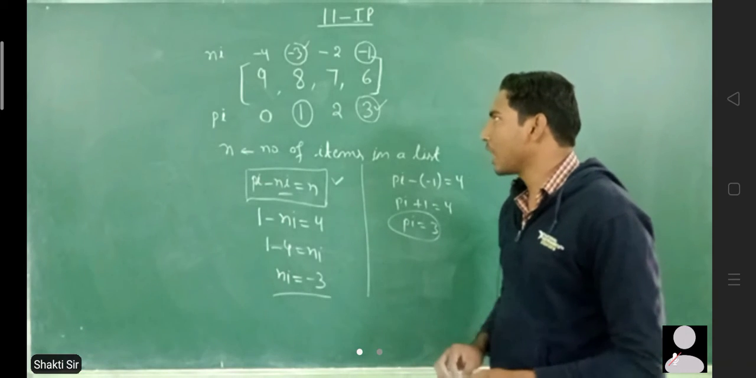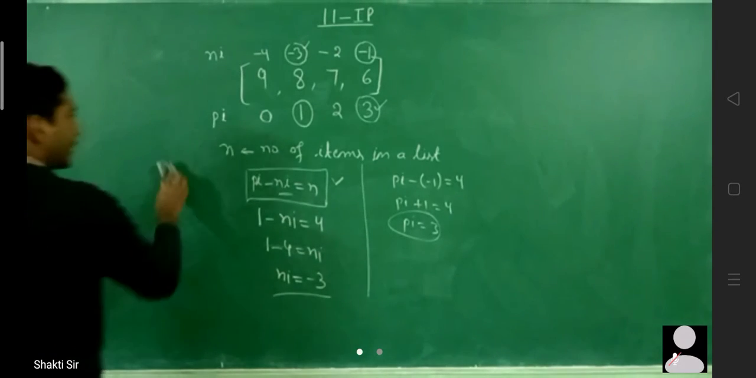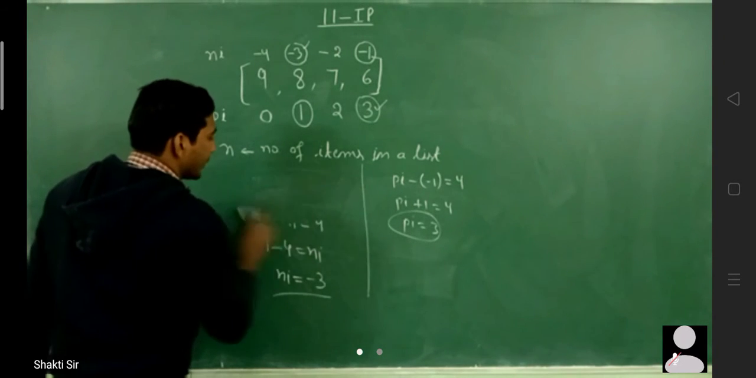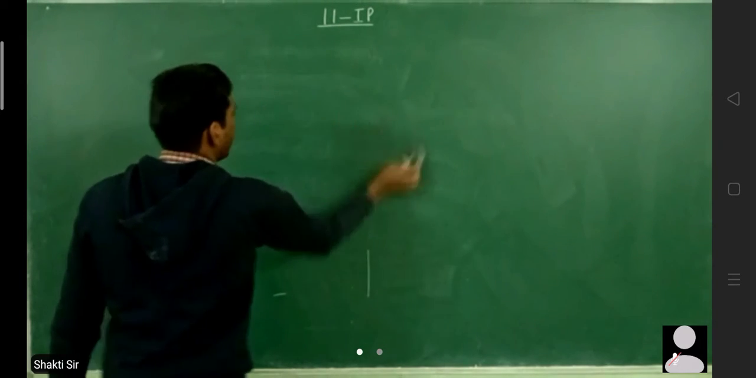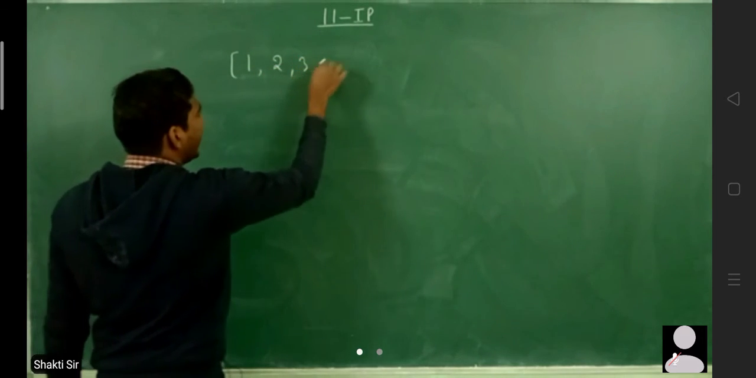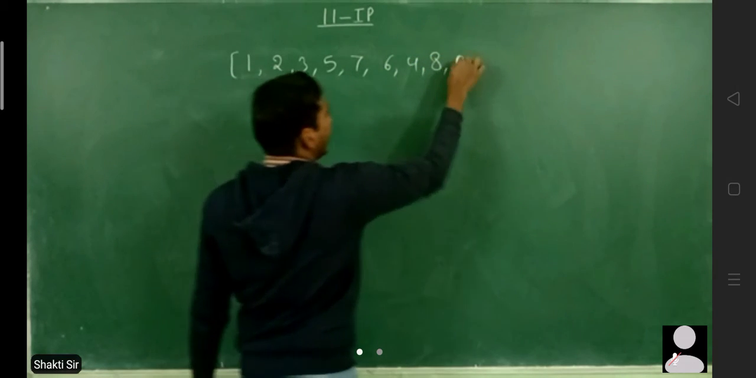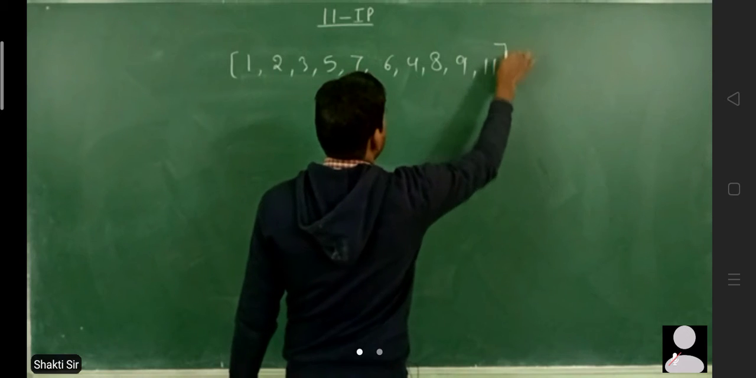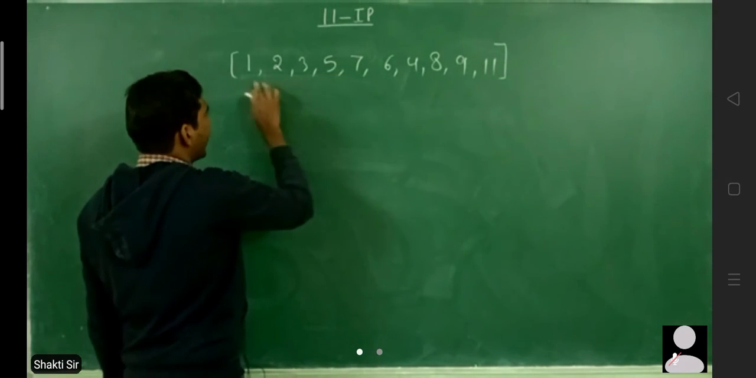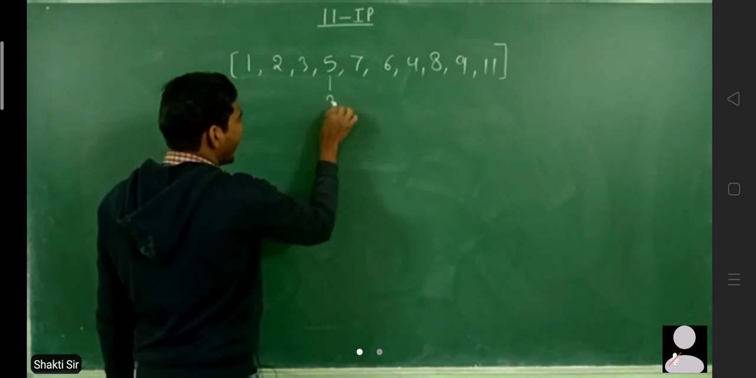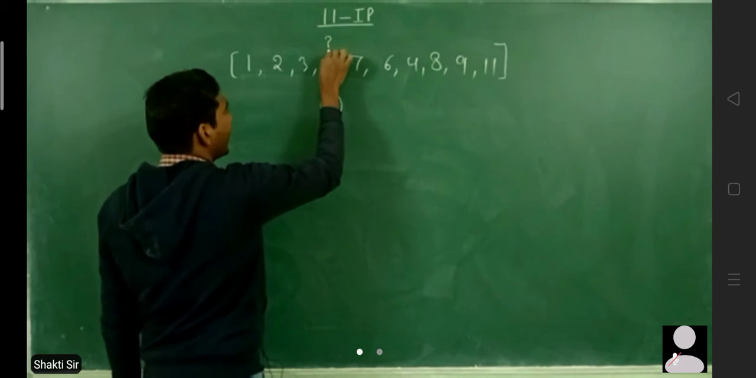Okay, so now I give you a question and let me know the answer. Suppose I am given a list like this: 1, 2, 3, 5, 7, 6, 4, 8, 9, 11. And you are given that 0, 1, 2, 3, 3 is the index of this, then you have to find the negative index of this. Let me know the answer.